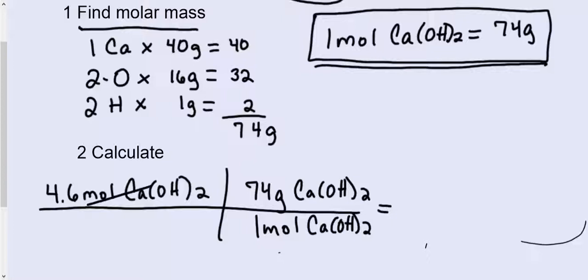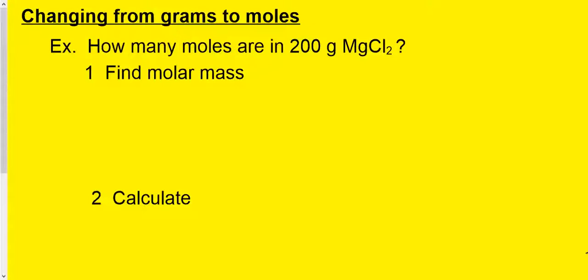Moles of calcium hydroxide cancel, and if you multiply, you get about 341 grams calcium hydroxide. Now let's do the reverse of that. How many moles are there in 200 grams of magnesium chloride?